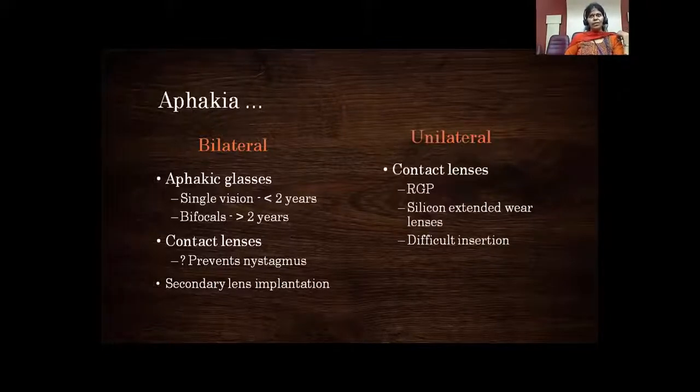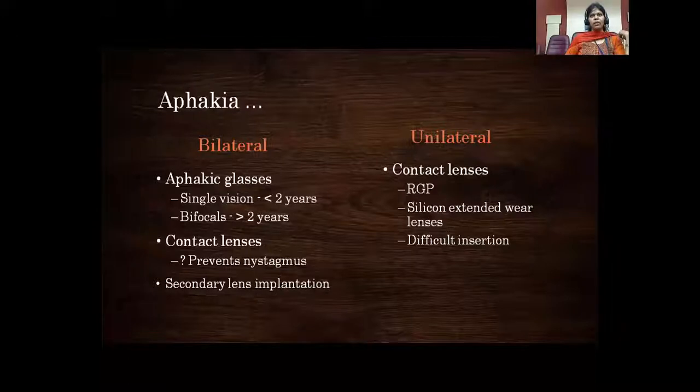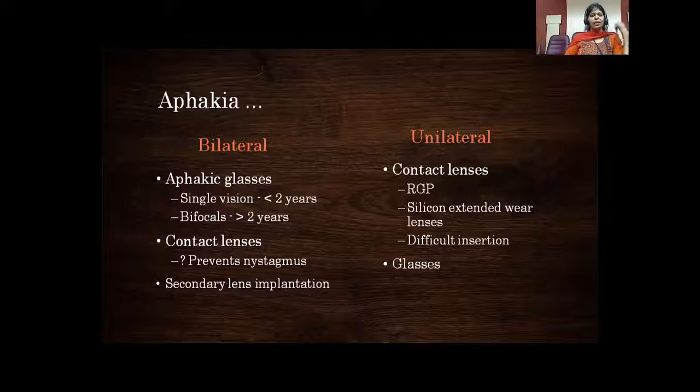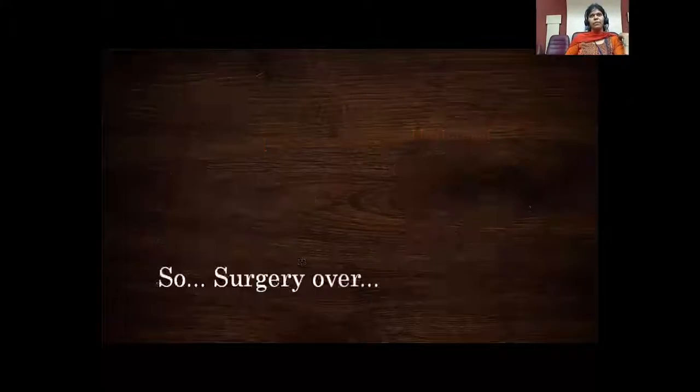So in unilateral cases, of course, contact lenses are the first choice. Rigid gas permeable contact lenses or silicone extended wear contact lenses are used. The insertion is difficult, the management is difficult, but you have to always encourage, and that is the best way to manage a unilateral aphakia in a small child. In the very rare situation where you are not able to use a contact lens for various reasons, glasses can be tried. And a little earlier, beyond 2 years of age, you can implant a secondary IOL if all other parameters are normal.